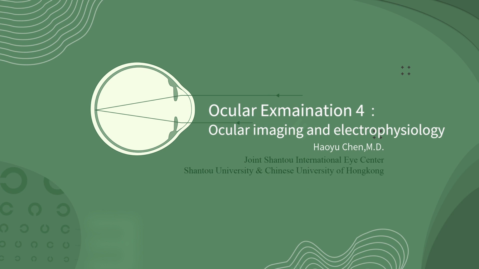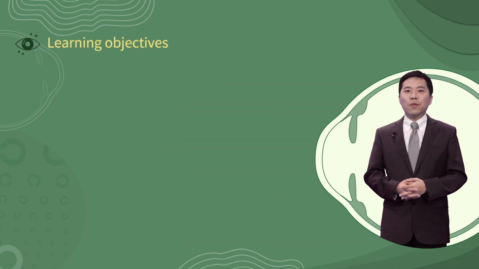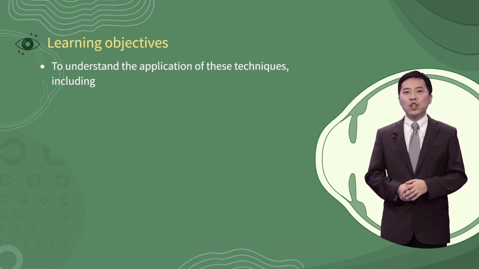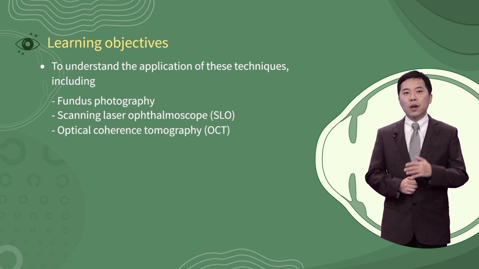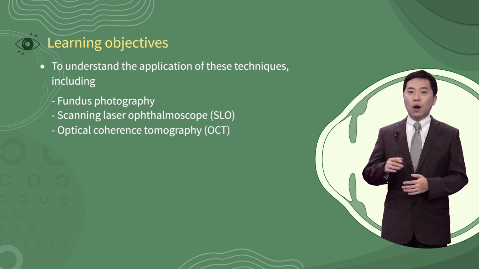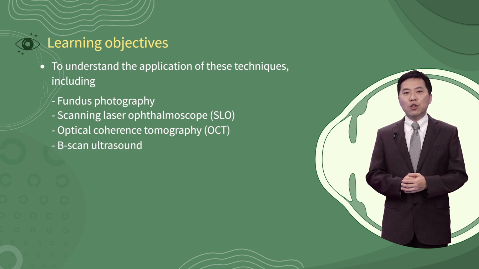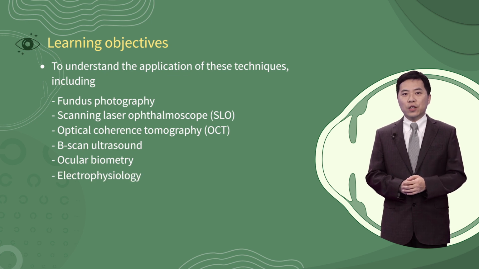Today's topic is part 4 of ocular examination. We will talk about several ocular imaging techniques and electrophysiology of the eye. The learning objectives for you are to master the application of ocular imaging techniques, including fundus photography, scanning laser ophthalmoscope (SLO), optical coherence tomography (OCT), B-scan ultrasound, ocular biometric, and electrophysiology.